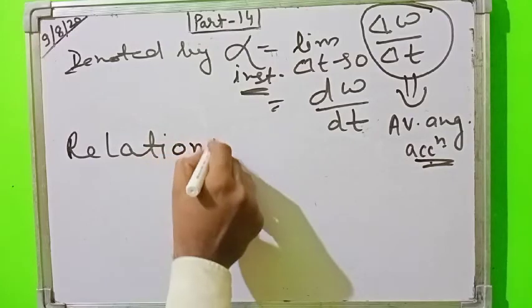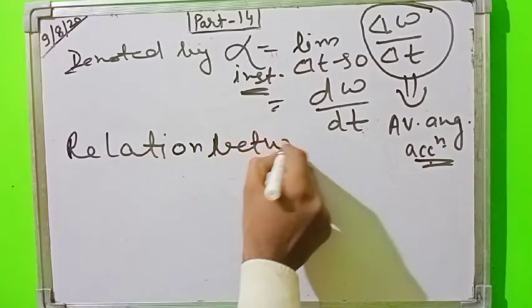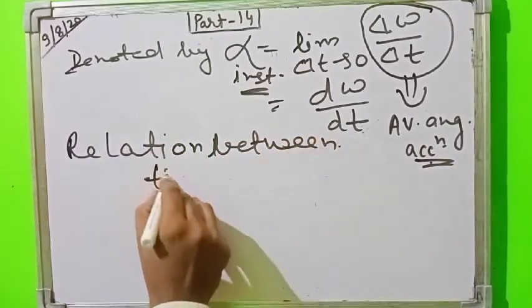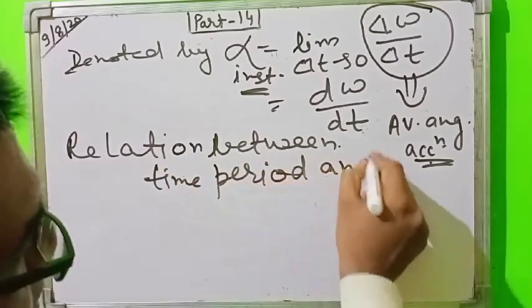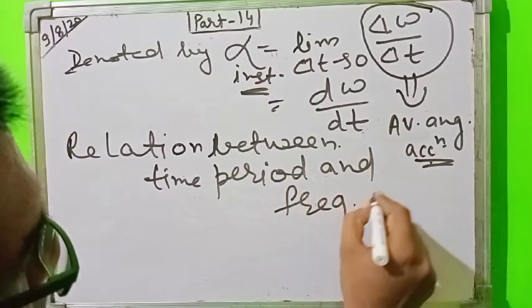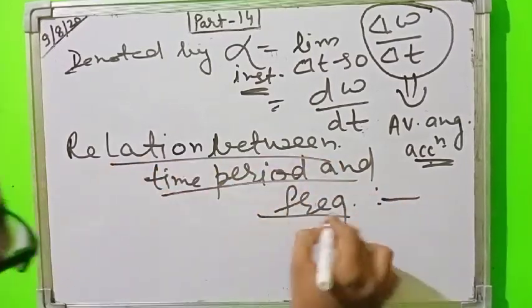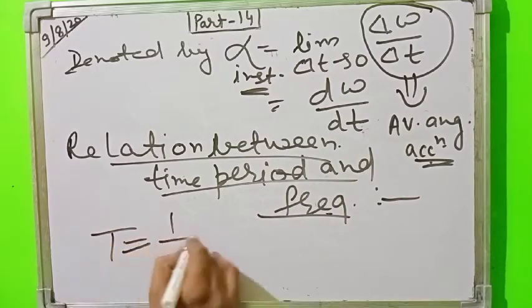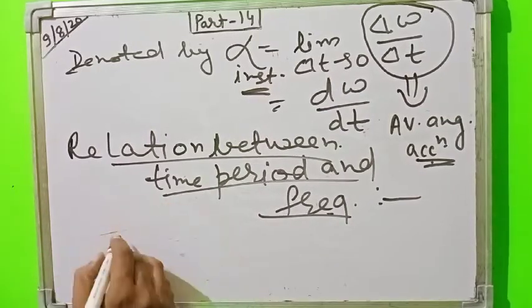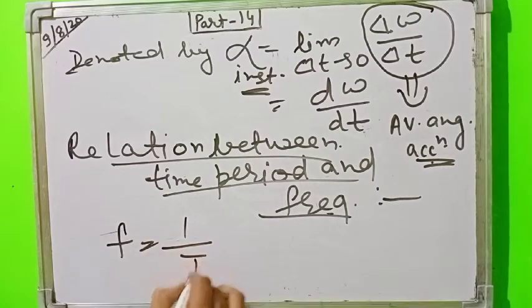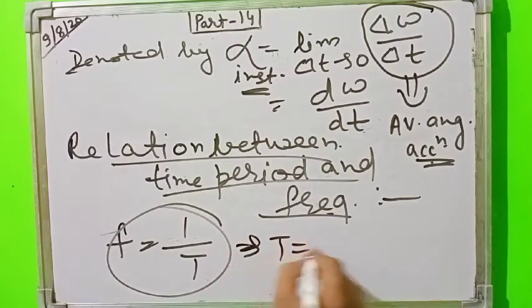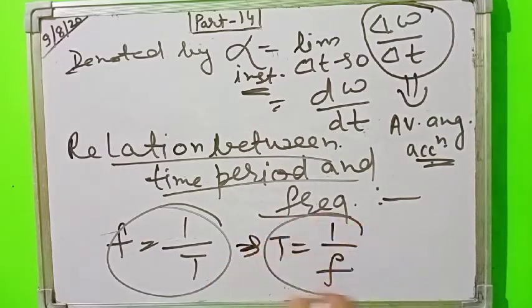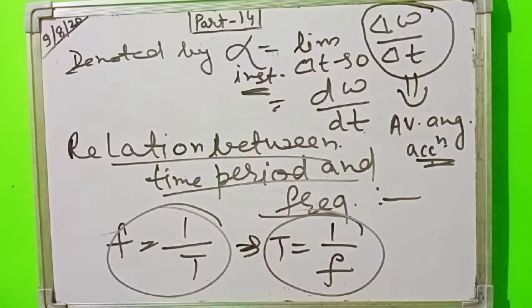Relation between time period and frequency. We had already derived that frequency is equal to 1 upon time period. Time period is equal to 1 upon frequency, whatever you can say. Both are correct.